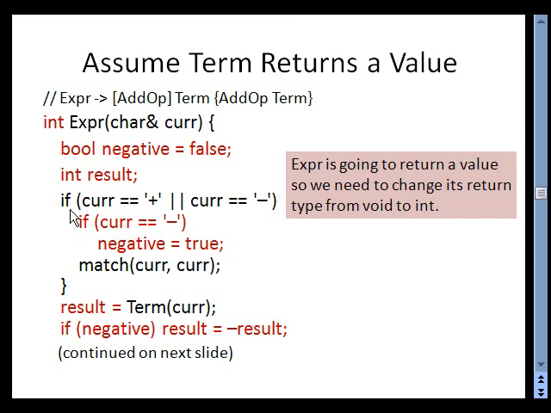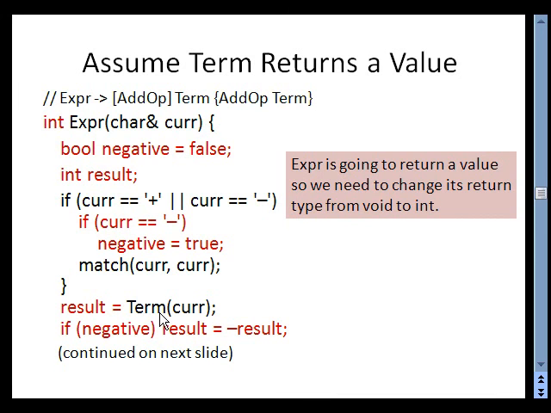So here is that first if that handles this addition operator, except we have now added this stuff in red right here that's going to remember if we saw a negative sign. So once we've seen that we do have a plus or a minus, if it's a minus, we're going to set this Boolean variable to be true. And then we're going to match as we were doing just a minute ago.